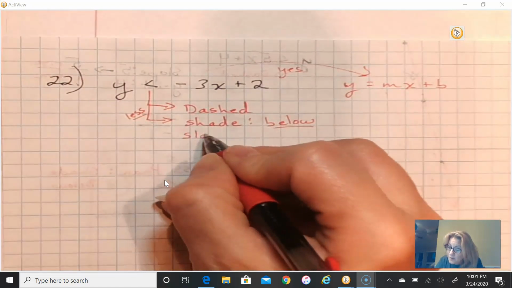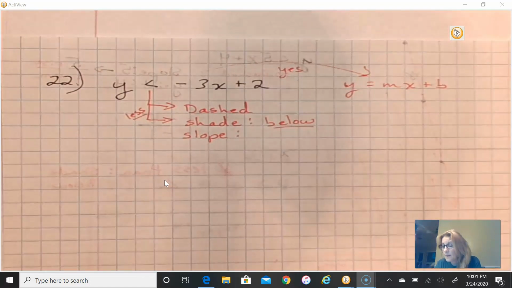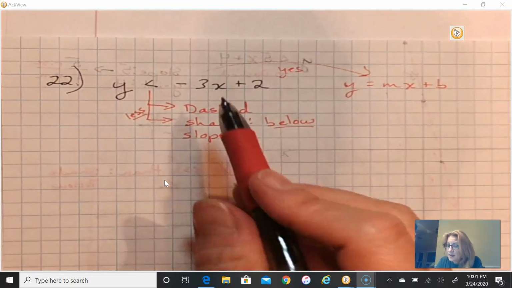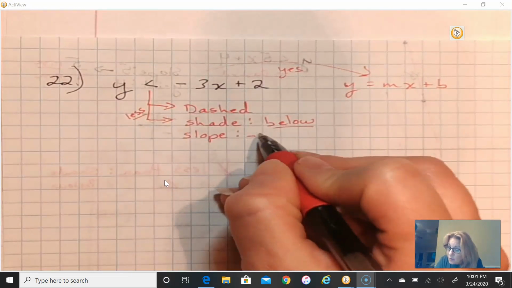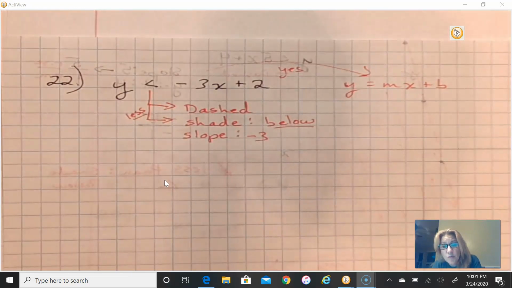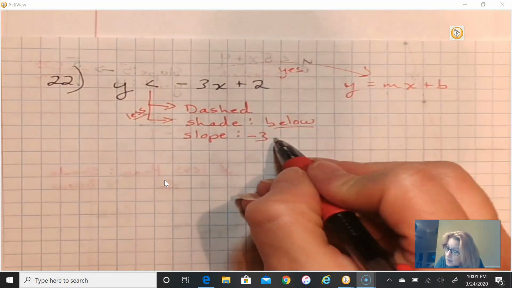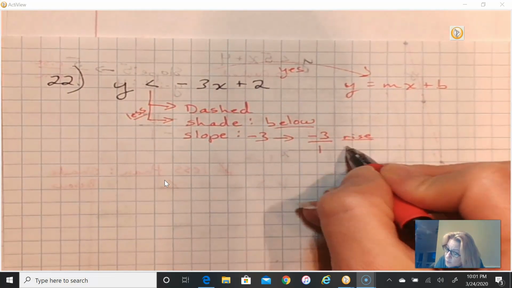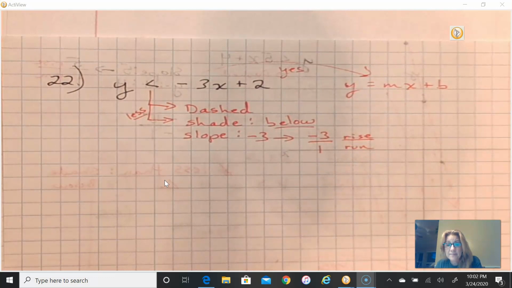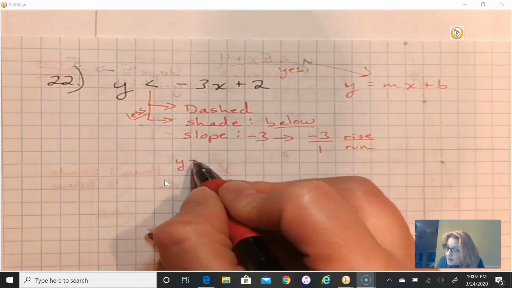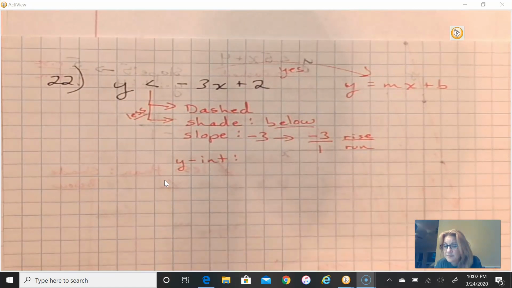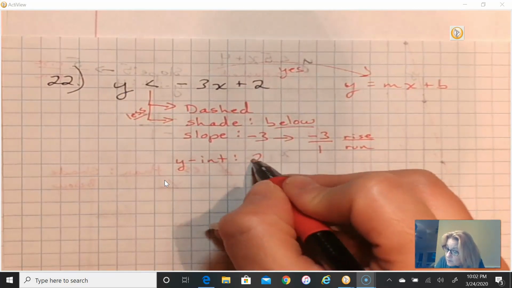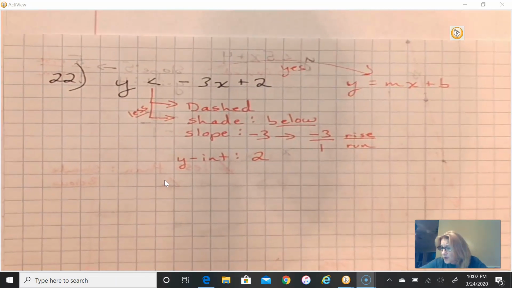All right, slope. It's negative 3. Now, boys and girls, because you have to do rise over run, you need to turn it into negative 3 over 1. And then your y-intercept would be 2. If you're like, wait, what? I don't understand all this, you rewind it and pause after each step and look at it, okay?